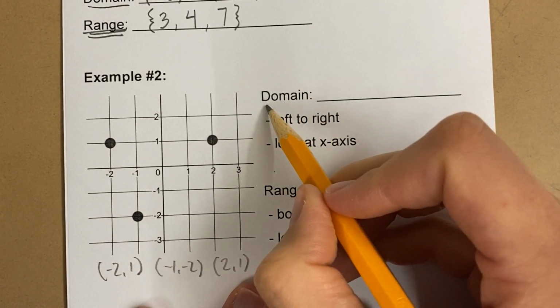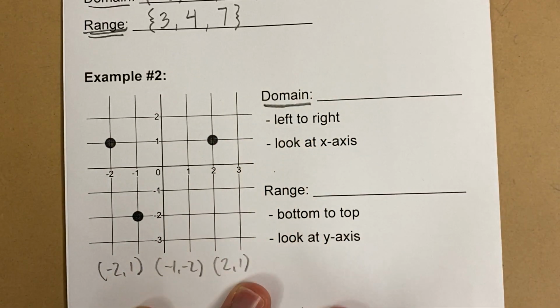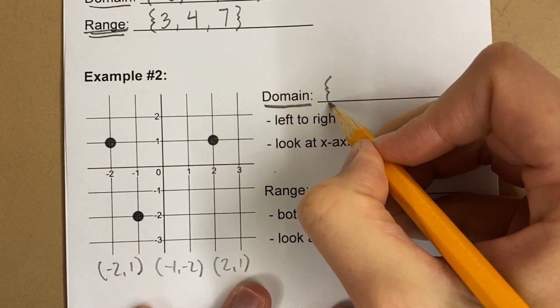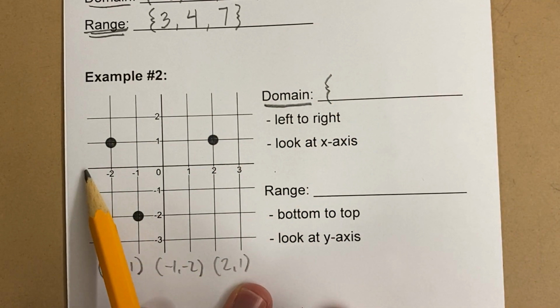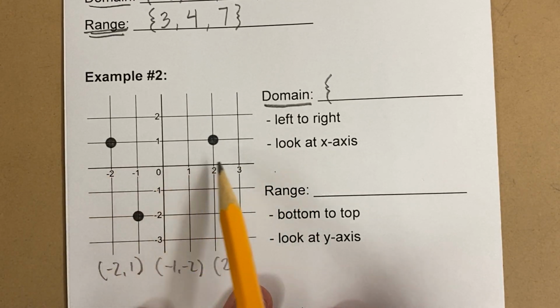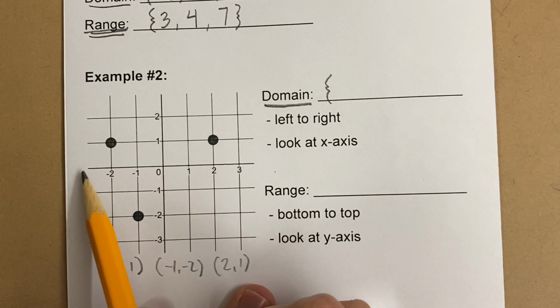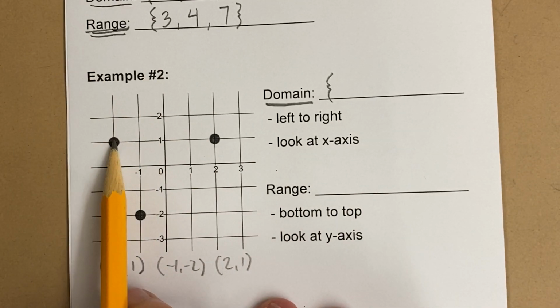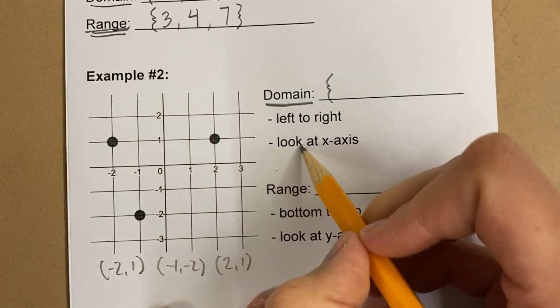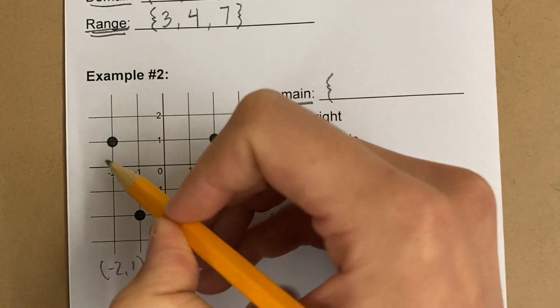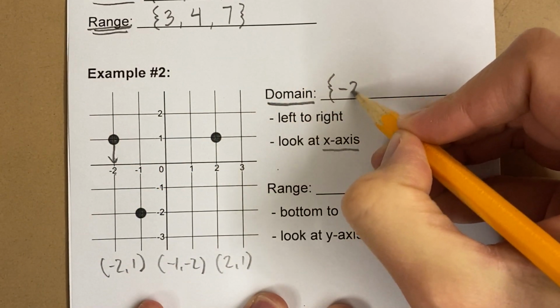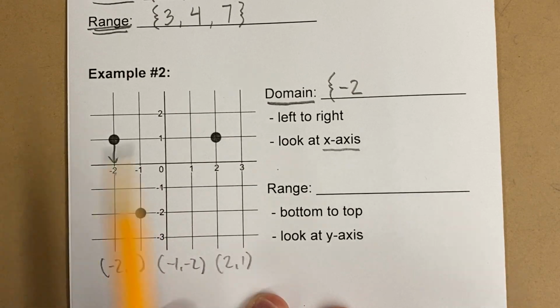So if I'm looking for domain, I'm looking for the x values. Since I want them from least to greatest, I would think, my x values go from least to greatest from left to right. These are the smallest x values over here, and then my x values get bigger and bigger. So I would start on the left. What points do I have? Oh, there's one right here. What's the x value? I'm going to look at the x-axis because that's where I find the x value. So my x value is here. That would be -2. And I would keep going, going left to right.